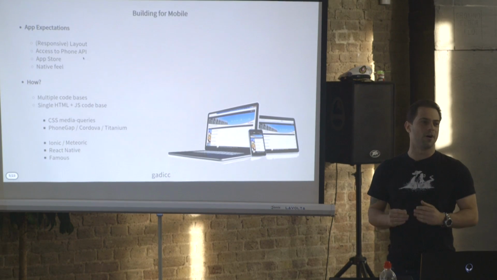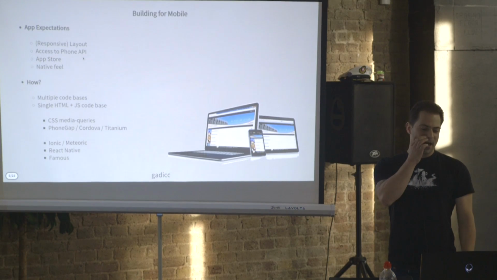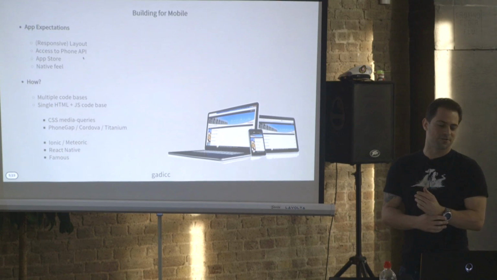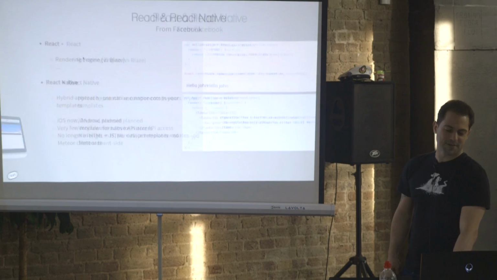If you try to do anything on your own, obviously you're going to face the same problems that Ionic faced building all the individual components. So you have a very limited set of stuff you can do. Then you've got things like React Native and Famous, which we're going to discuss now.